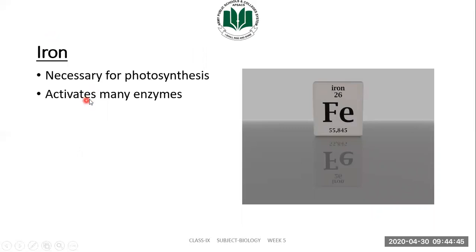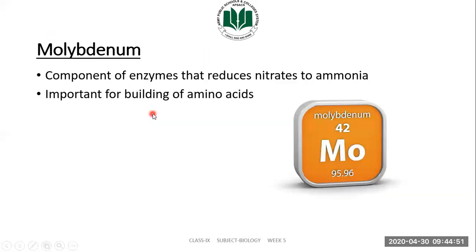Iron, first of all, it is necessary for photosynthesis. Fe is the symbol. It activates many enzymes, just like calcium. Molybdenum is another micronutrient. It's a component of enzymes that reduce nitrates to ammonia, so that it may be released out in the environment. It is important for building of amino acids.